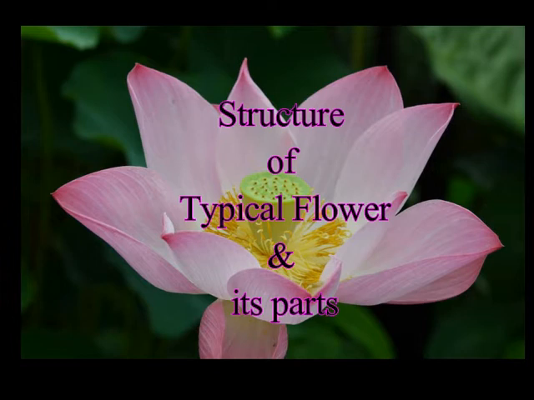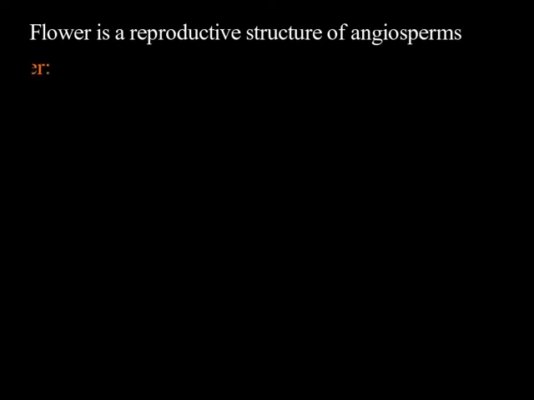Structure of a typical flower and its parts. The flower is a reproductive structure of angiosperms, that is flowering plants. A typical flower consists of 4 whorls arranged on a stalk or pedicel, namely calyx, corolla, androecium and gynoecium, from outer to inner of the flower.